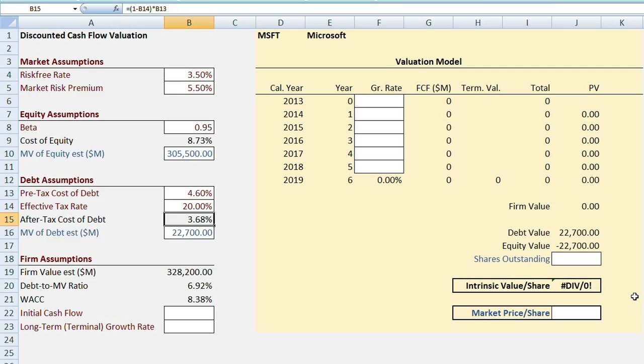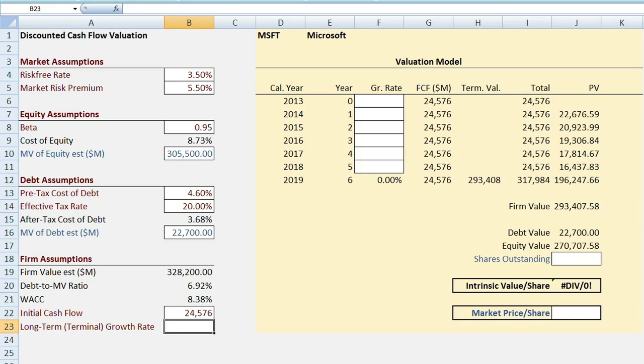We can see that this carries down to their weighted average cost of capital of 8.38%, given both our equity assumptions and our debt assumptions. We're at the point where we need to put in our initial cash flow and our long-term or terminal growth rate for the cash flows. And as I've said before, the best estimate for the initial cash flow would probably be the firm's latest cash flow. So sort of by default, I'm just going to go ahead and enter that in, the $24.56 billion in free cash flow that we saw in the firm's financial statements.